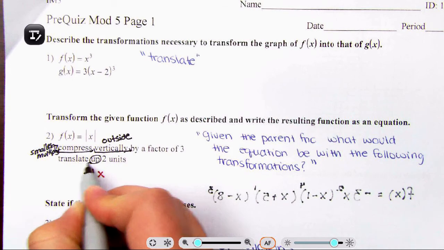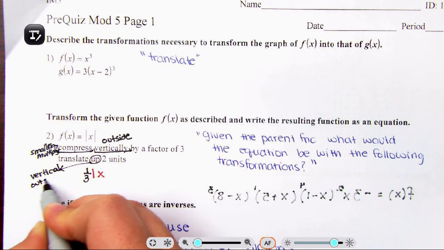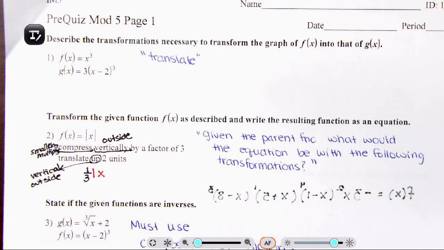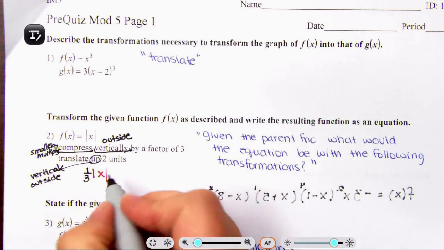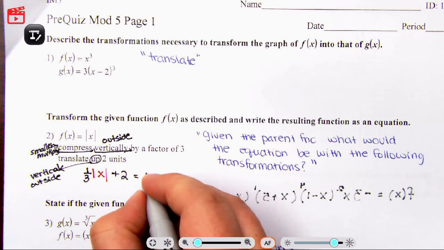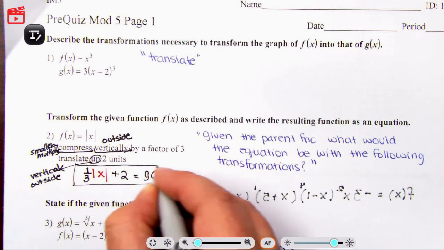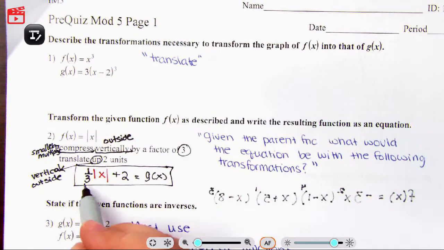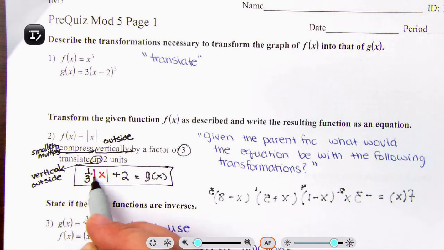So up, we are going vertical. Vertical means outside the bubble. So that means my bubble stays like this. It stays pretty much identical to the parent. And then I'm going to go up 2 units on my transformation. And again, what is this equal to? Let's call this g of x. The reason I didn't multiply by 3 is because it is outside the bubble. If I choose to multiply by 3, that will indicate a stretch because it is greater than 1. So if it's a compression, it needs to be a fraction.